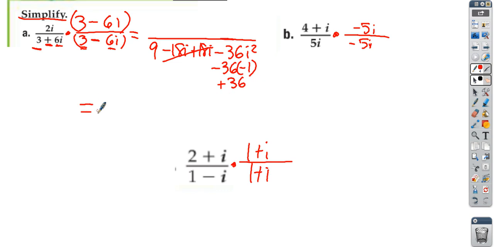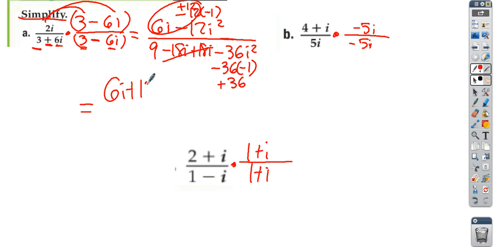Okay, what is the top? Well, the top is 2i times 3, which is 6i, and 2i times negative 6i is negative 12i squared. That's the same as minus 12 times i squared is negative 1. So minus 12 times negative 1 is plus 12. So the top is 6i plus 12. And the bottom is the 9 plus the 36, which is 45.